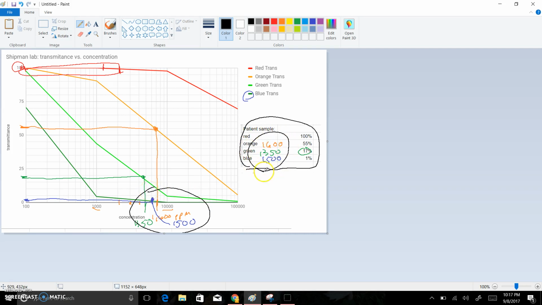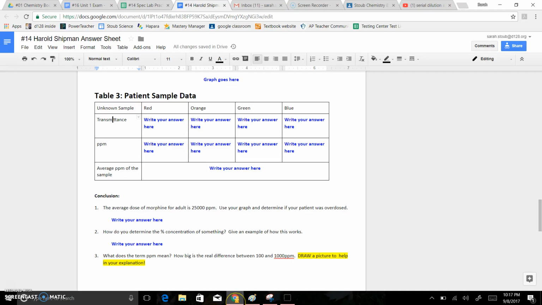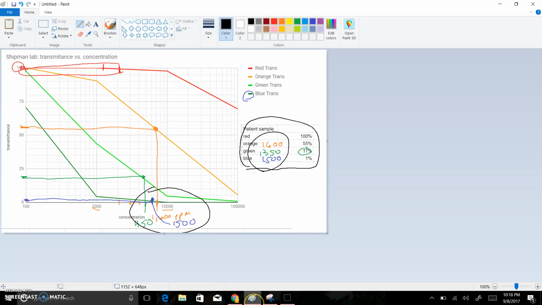So then I can take this and find the average. That's what you've got going on down here. The average parts per million of the sample, and that would be my answer. And from there, hopefully I can look and see and write a good reasoning on whether I think Dr. Shipman did something safe and treated his patients well or not so well. I hope this helped.